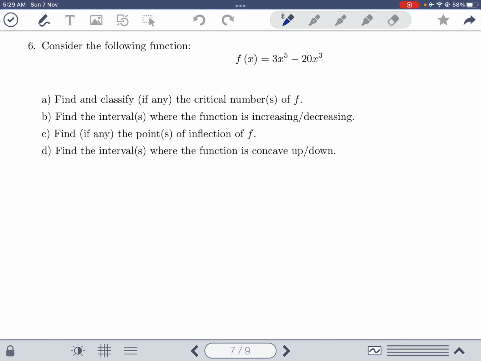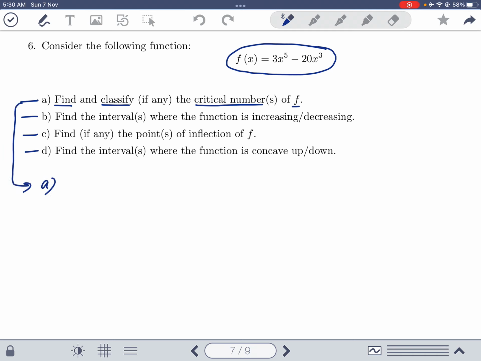Okay, in this question, we have the function f of x equals this, and we have four parts, and they're all related in some sense. We need first to find and classify the critical numbers of f. So let's do this first. A. We need to find the derivative of f, which is, here is f.